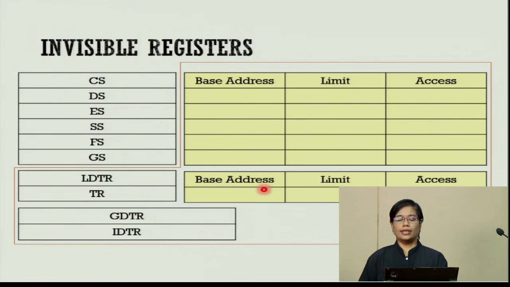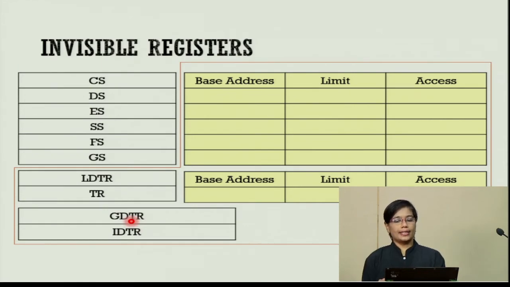These are called as the descriptor caches. Base address, limit, and access are the values that are present in the descriptor caches. These are used with the local descriptor table. We'll come to that in the next session. Right now, we will look only at the global descriptor table register.